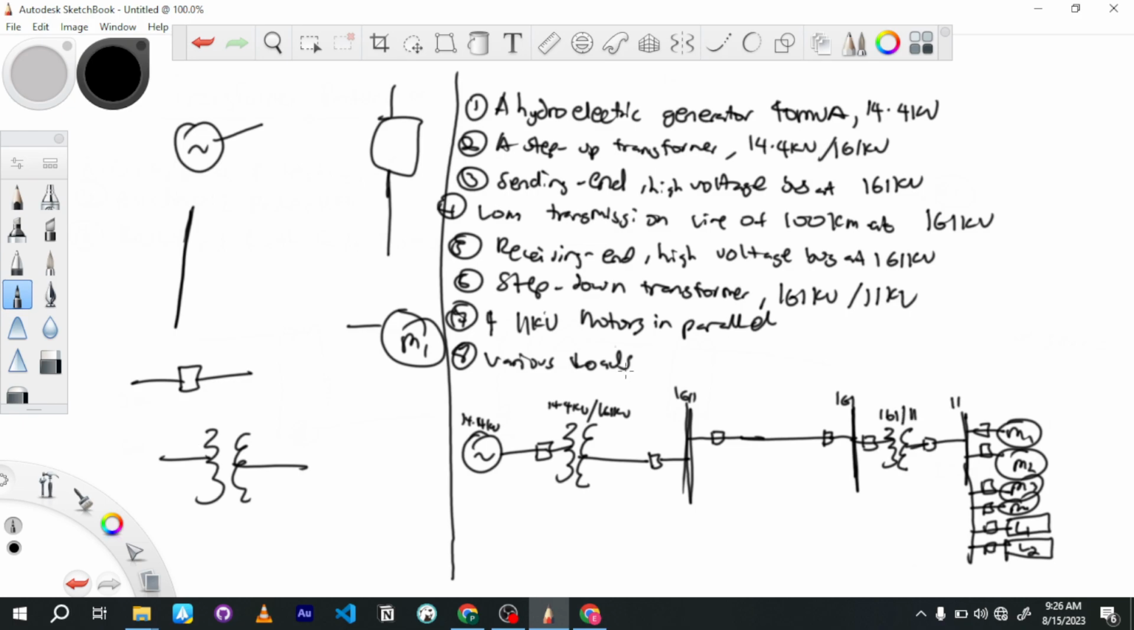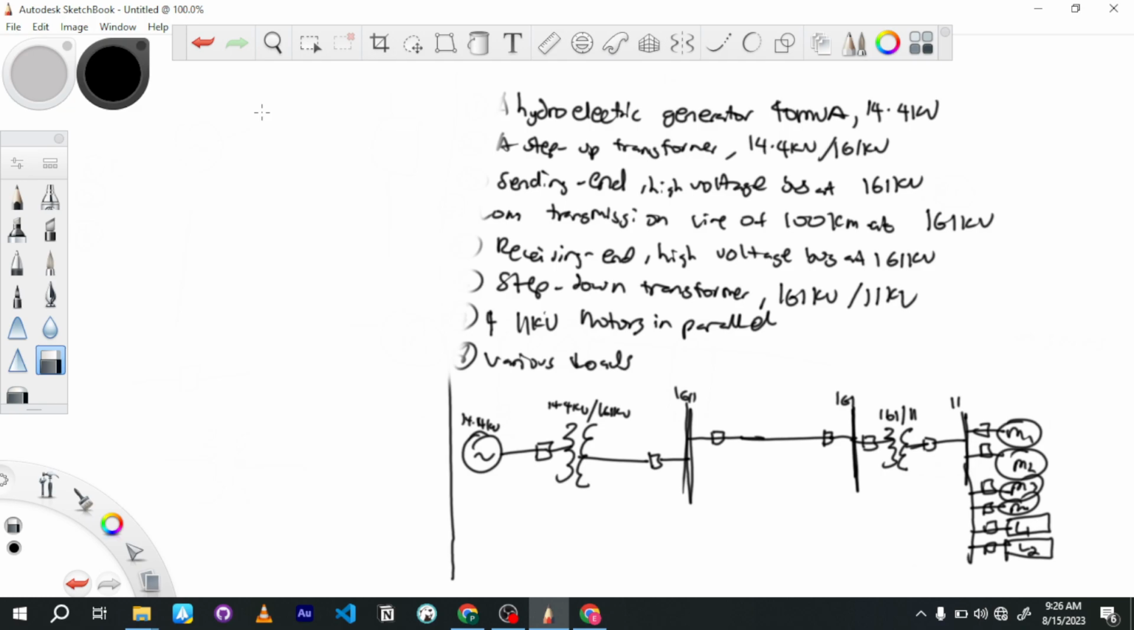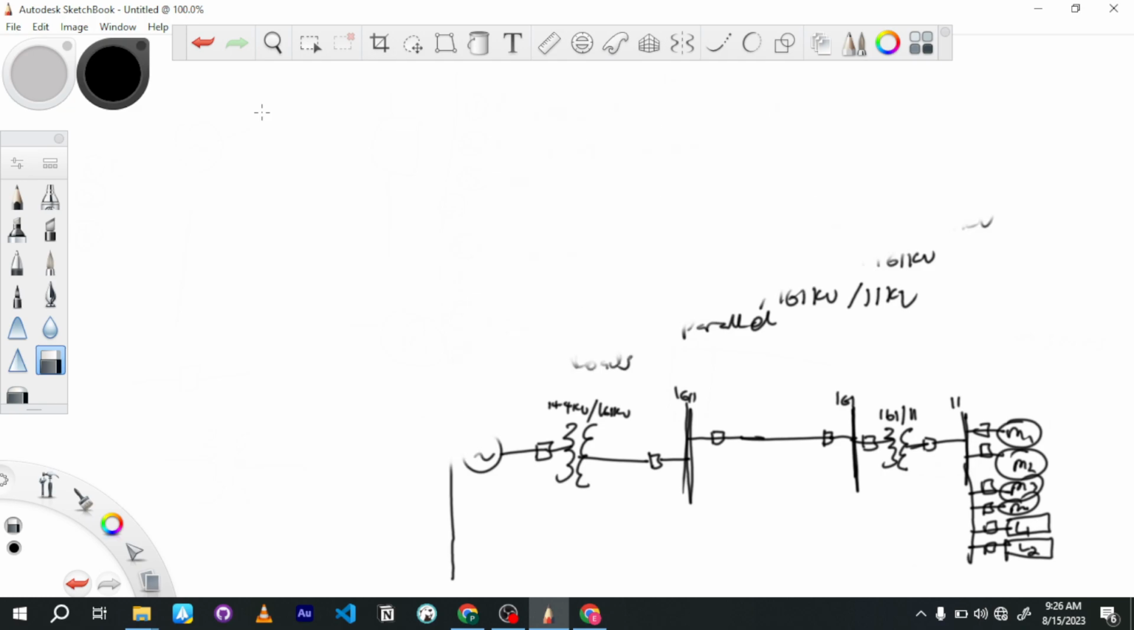If any question is given, you must be able to draw your single line diagram. Maybe he gives us two generators, you know how it's done. He gives us another system, and you need to be able to represent that well.